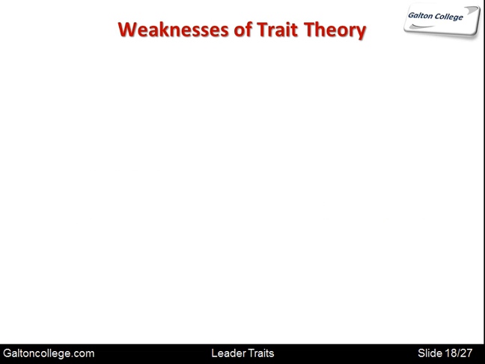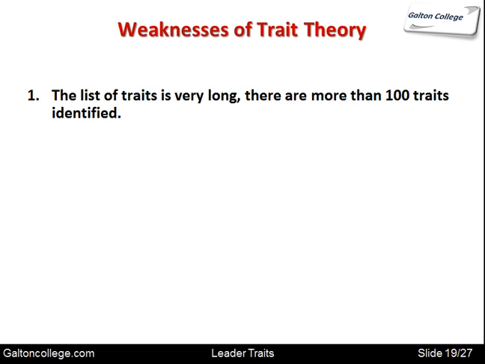The weaknesses of trait theory. Well, the list of traits is very long, as we saw earlier. The Stockdale list was very long. I think there was 11, we said. But in fact, research shows there's more than 100 traits. Now, the difference between some is very, very small and almost the same, but there are possibly 100 traits. So identifying traits is very, very complicated. Identifying precise traits.